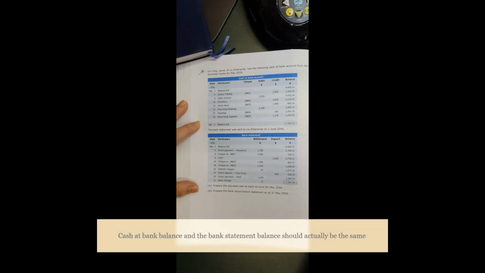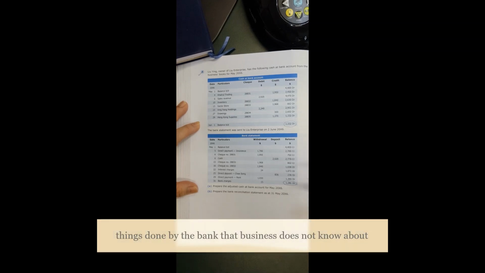By right, what happens in your company, your cash at bank account should be the same as what the bank sends to you. Correct or not? But they are different. What are some of the reasons accounting for the differences? One of them is things that are done at the bank side, which you don't know about, so you would not have done it in your cash at bank account.